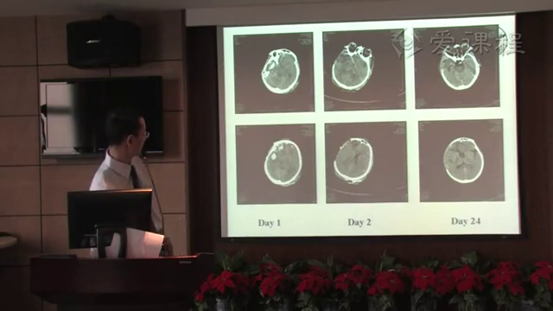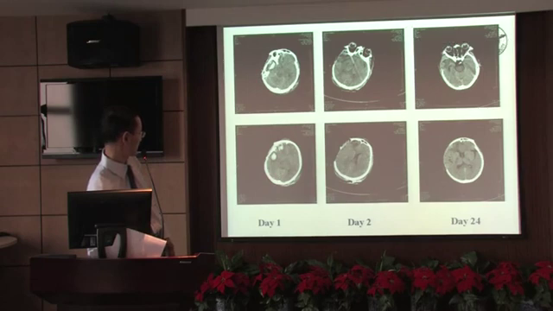From the CT scan, we can see the hematoma here, and the patient underwent craniotomy. The first CT shows us the hematoma here, and the patient was performed craniectomy, and this is the follow-up CT scan, 24 days later.